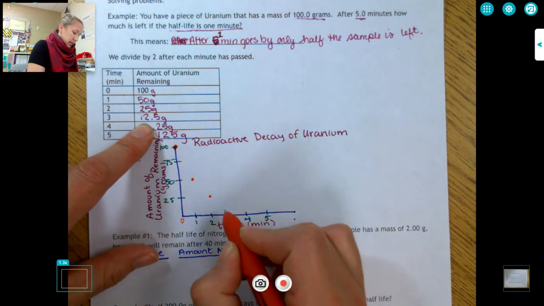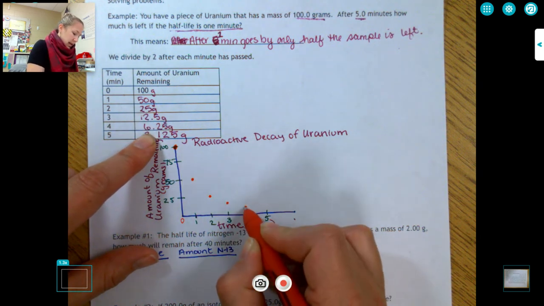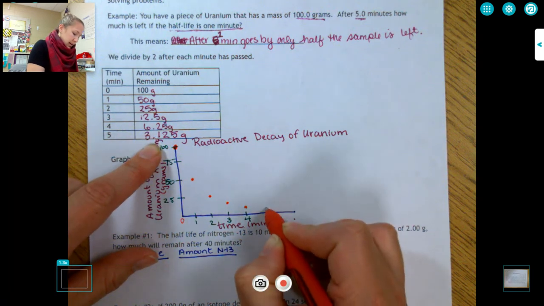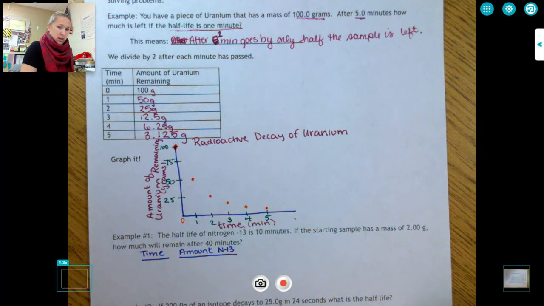After 3 minutes, I have 12 and a half. 4 minutes, I have 6 and a half. 5 minutes, I have 3.125, and then we don't have anything after that.